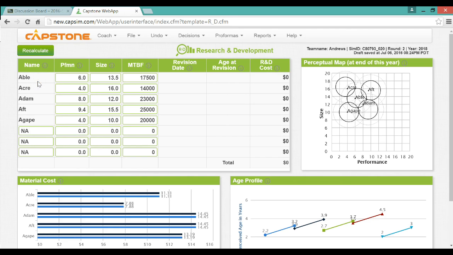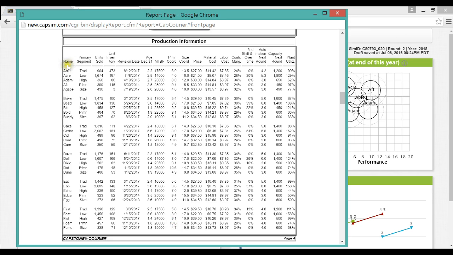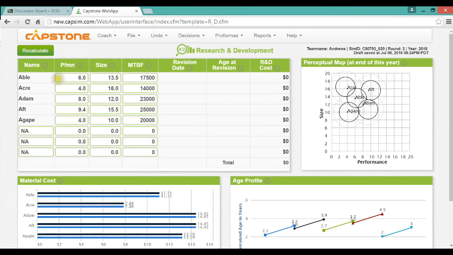Okay, so let's go ahead and make our first decisions. In Able, if we go back to the Capstone Courier, we see that we had just revised it, so that's good. It was one of our leading sales units, so we have 904 sales. Acre is our leader. So we want to try to improve this segment because there's obviously money to be had here. Customers are interested.